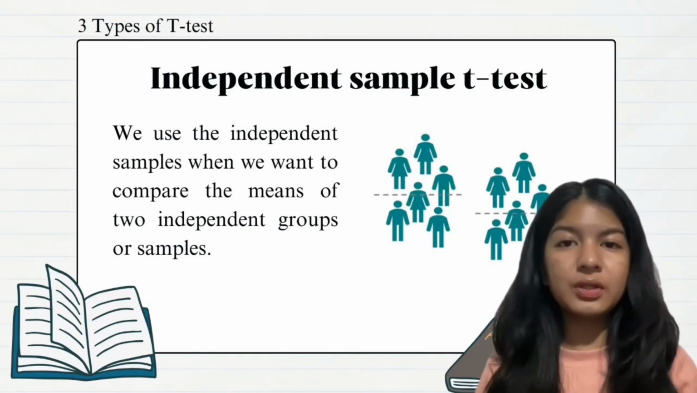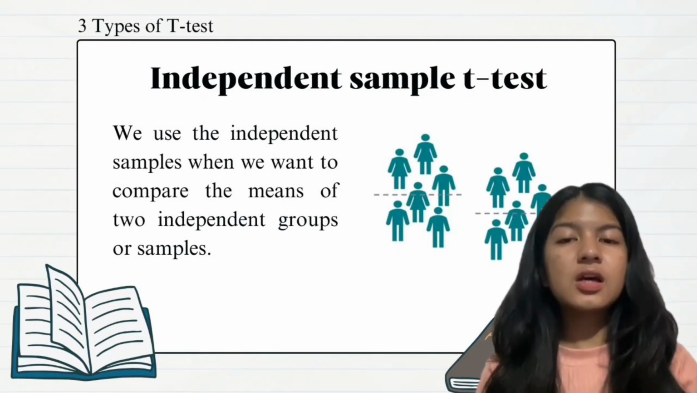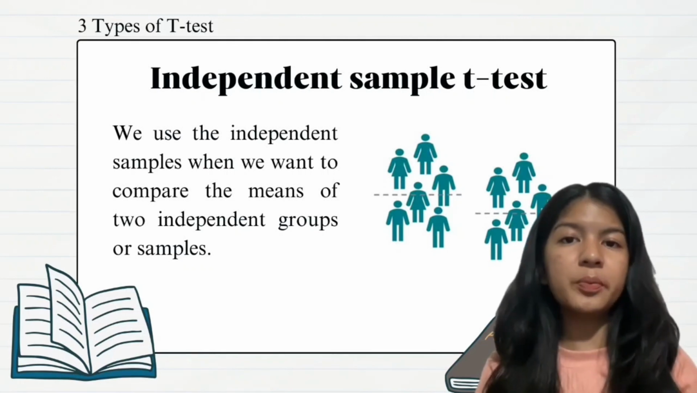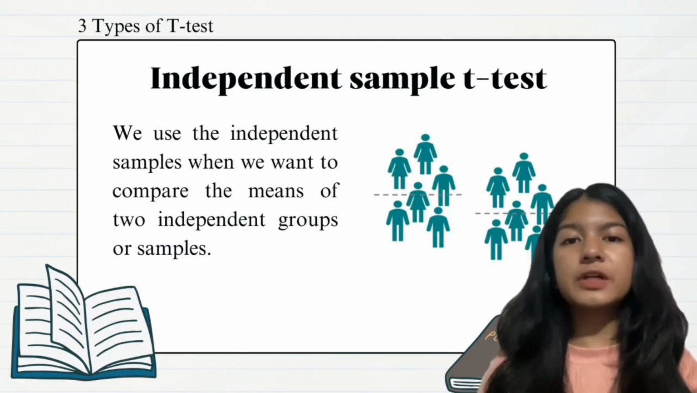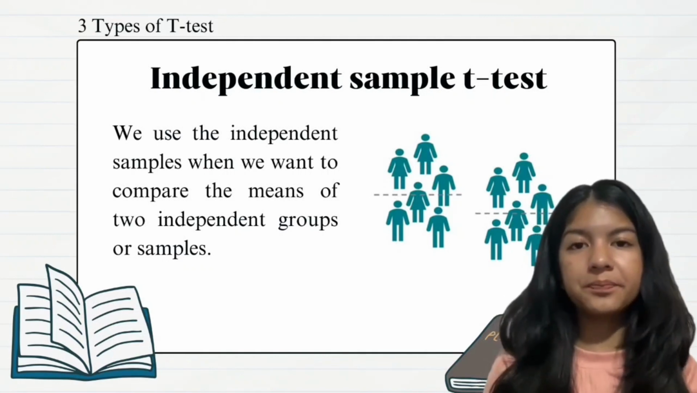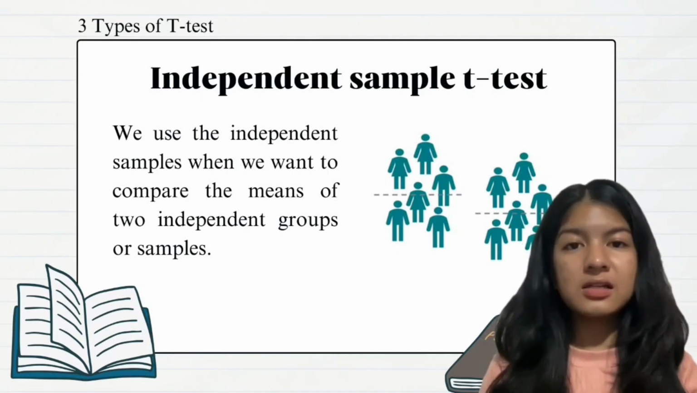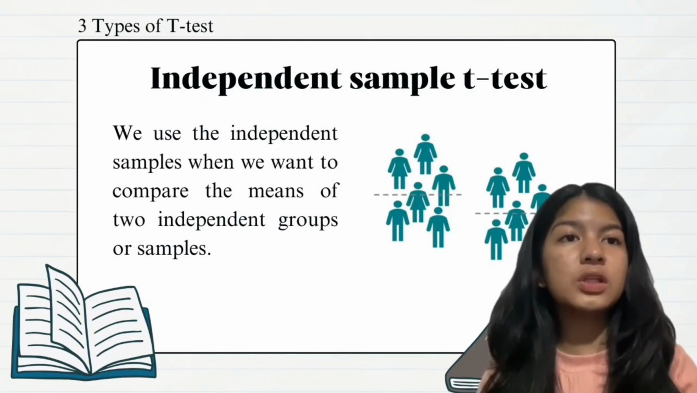For example, we would like to compare the effectiveness of two painkillers. So we randomly divided 60 people into two groups. The first group receives drug A, and the second group receives drug B. With the help of the independent t-test, we can now test whether there is a significant difference in pain relief between the two drugs.